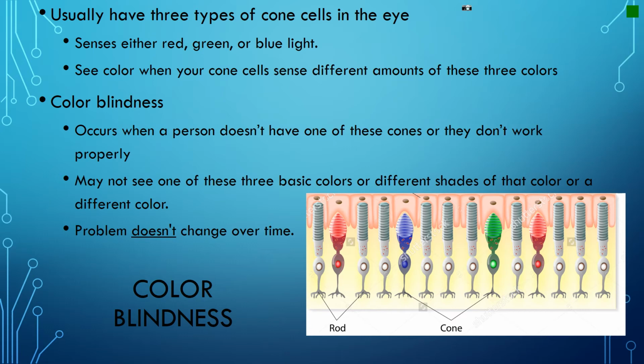The one good thing about color blindness, though, is it will not get worse over time. It is what it is. So what you see as a 3-year-old is what you see as far as colors as a 90-year-old. It does not get better or worse over time.